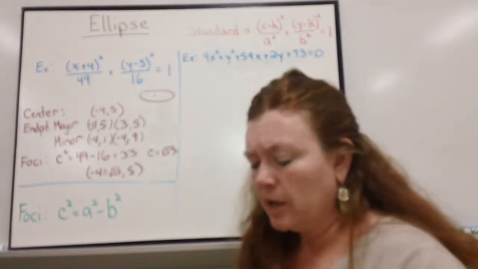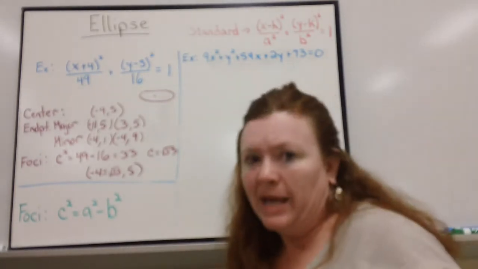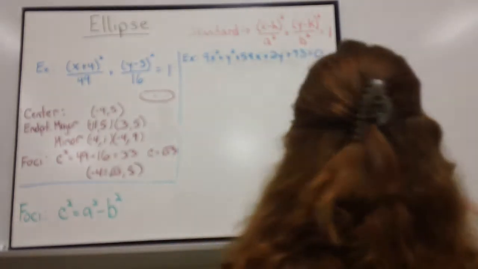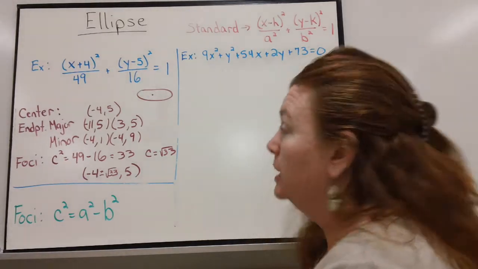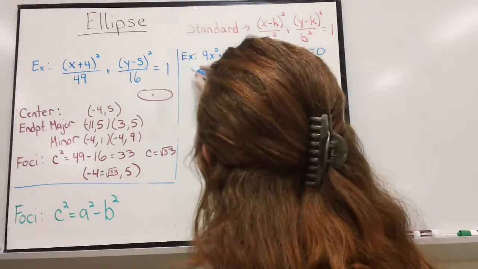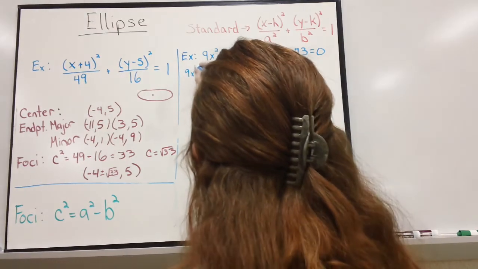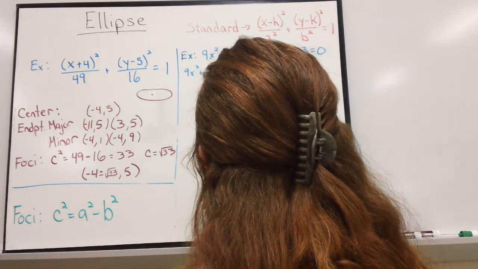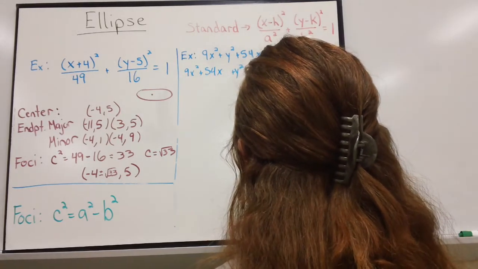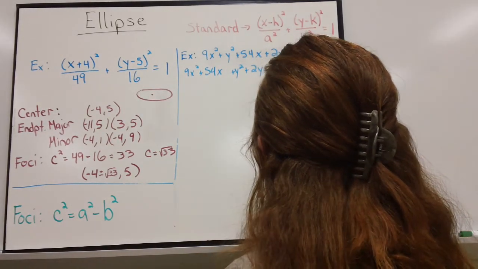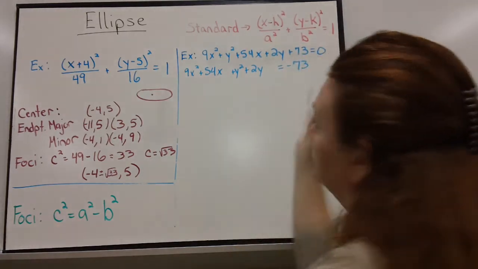All right, so let's try one where you don't have it already in standard form. So you get to do the extra work, yay, of putting it in standard form. So the first step is to get the x together with the x squared, and get the y squared together with the y, and move C.